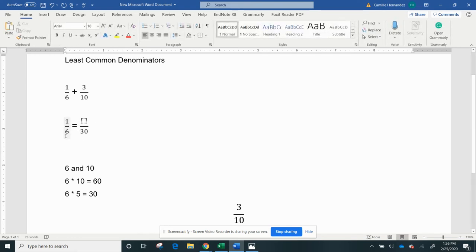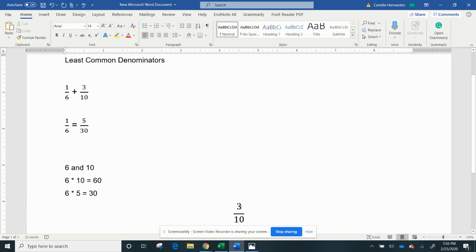So what goes into 30 with 6? Or think of it this way: 30 divided by 6 gives me what? It gives me 5. So there's 5 between this and this. So that means 1 times 5 is 5. So 30 divided by 6 gives me 5, and then 1 times 5 equals 5. So there's that one. All right, so let's do it with the 3/10.